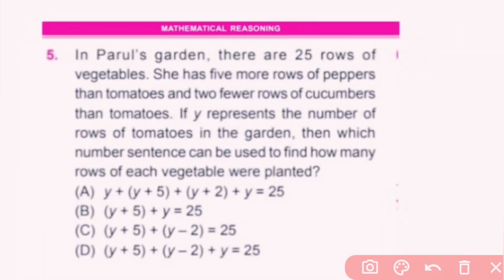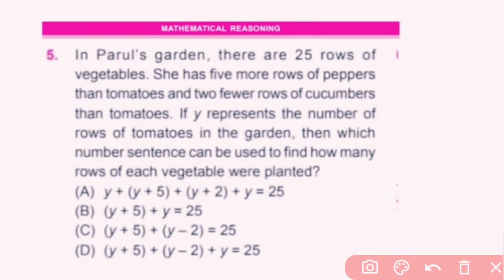Next section is mathematical reasoning. Question number 5. In Parul's garden, there are 25 rows of vegetables. She has 5 more rows of peppers than tomatoes and 2 fewer rows of cucumber than tomatoes. If Y represents the number of rows of tomatoes in the garden, then which number sentence can be used to find how many rows of each vegetable were planted?